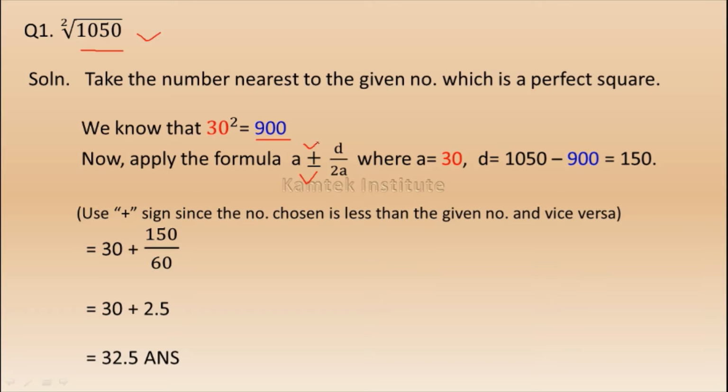So we apply these numbers in the formula. We know a is 30, plus d, and d is 150, the difference between the two numbers, and 2a is 2 into 30, that is 60. Now we cancel these two zeros, and in the next step we get 30 plus 15 upon 6, which is 2.5, and the answer we get is 32.5. So that's the answer to this question. I'm sure you all have understood it. In case you did not, just repeat the video once again, and then we'll move to question number 2.